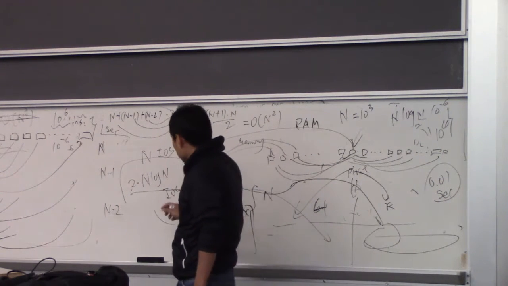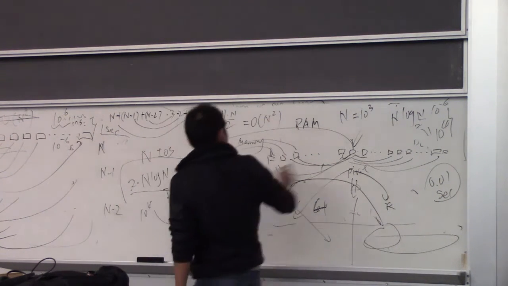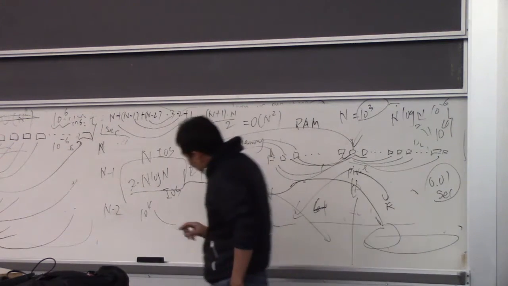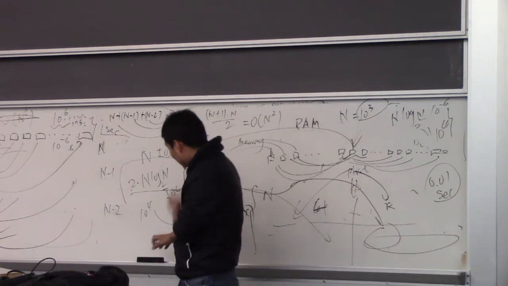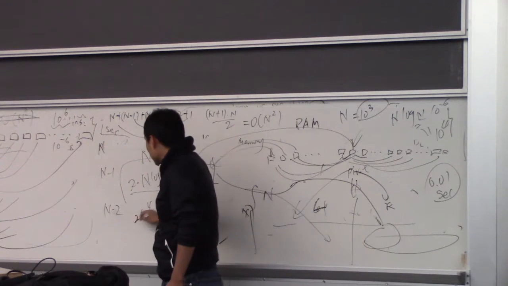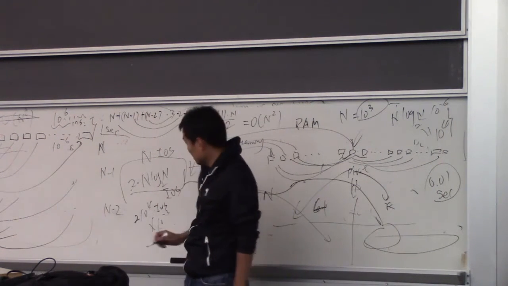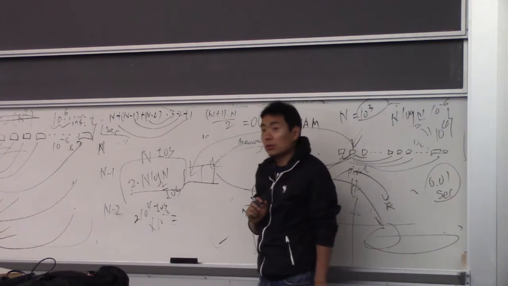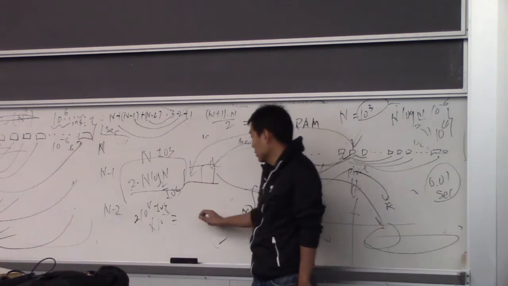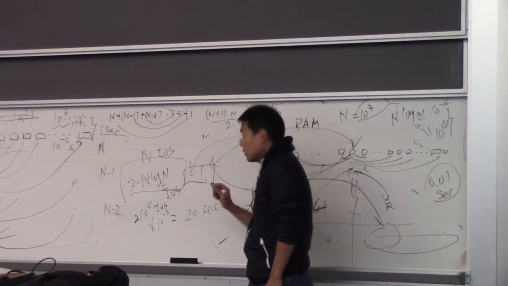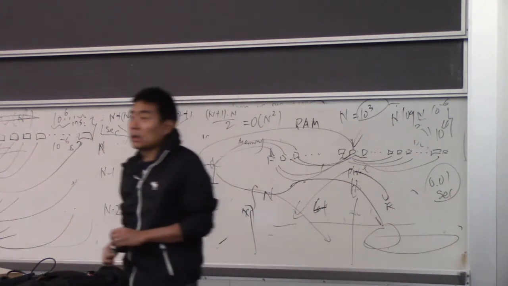So let's do the math. It's about 10 to the power 4, and we do log 2. So this many IOs. Suppose each is 1 millisecond. That translates to about 20 seconds.